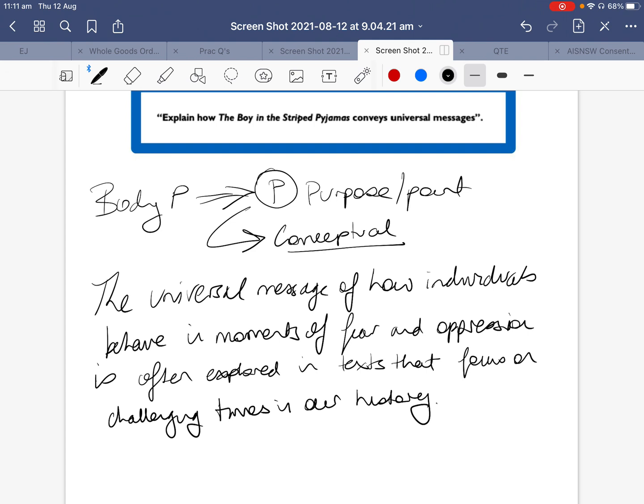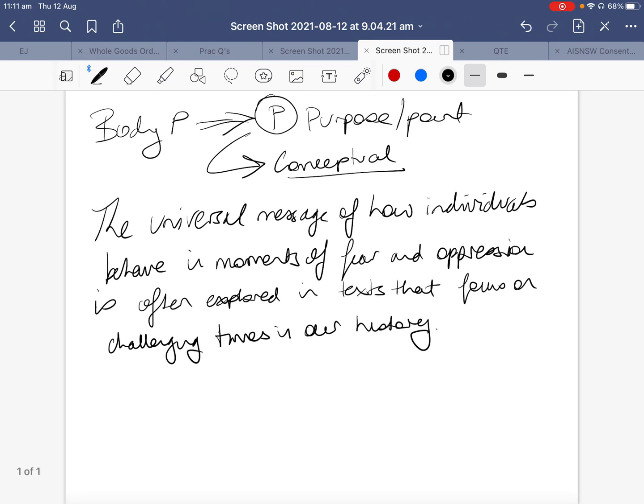I actually really like this approach to essay writing. Your purpose sentence or your thesis statement is standalone. Okay, it's the conceptual point of the paragraph, and then we look at the specific example as we move along. All right, so to continue that, this is still kind of my thesis statement.